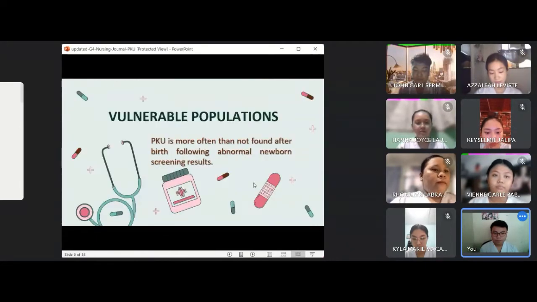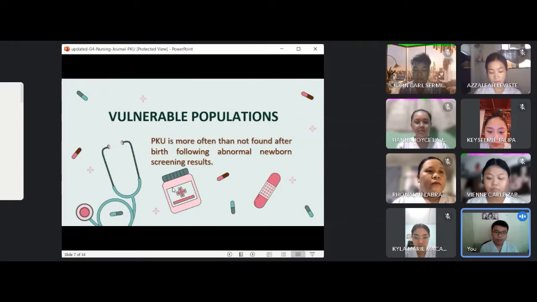So for the vulnerable populations, PKU is more often than not found after birth following abnormal newborn screening results. The target population, or vulnerable populations, which PKU affects most often, are newborns or neonates. Now for the continuation of the report, may I call on Ms. Jalipa to discuss the next topic.